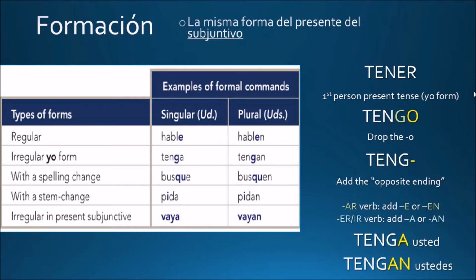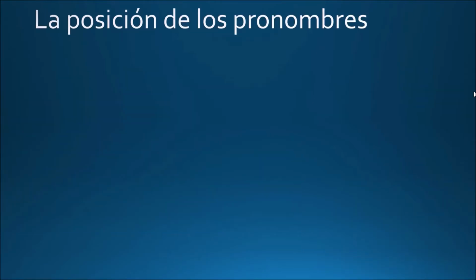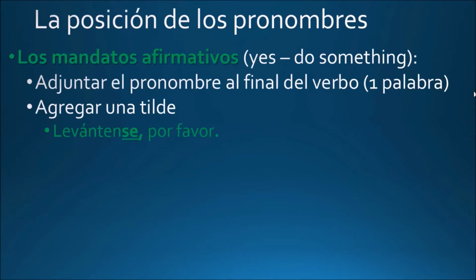Alright, so now that we've gone through the step-by-step process of how to form the commands, where do we put the pronouns? There's all sorts of pronouns. There could be reflexive pronouns, for example, like levantarse. Levantarse is a reflexive verb to stand up. So if we have a mandato afirmativo or a affirmative command saying yes, do something, you're gonna just stick the pronoun onto the end of the verb, right on the end. Levántense is the ustedes command saying to maybe a full room of people, please stand up. Levántense, por favor.